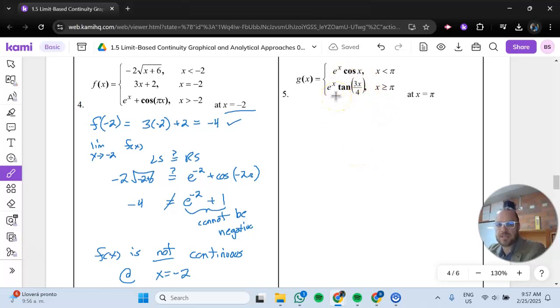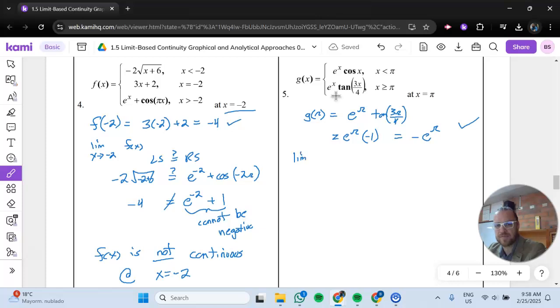So g of x, we're always going to start it the same way. So first thing is, does g of pi exist? Now here, there aren't 3 functions, but it still has the equal on the bottom one, so we use that one. And so it's going to be e to the pi tangent of 3 pi over 4, which of course exists. Let's see, 3 pi over 4, that's going to be negative 1. And so we get negative e to the pi. Okay, so it exists. Then we need to figure out if the left side equals the right side.